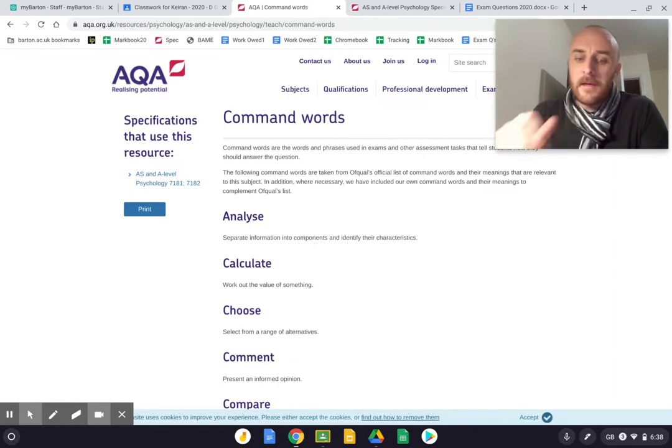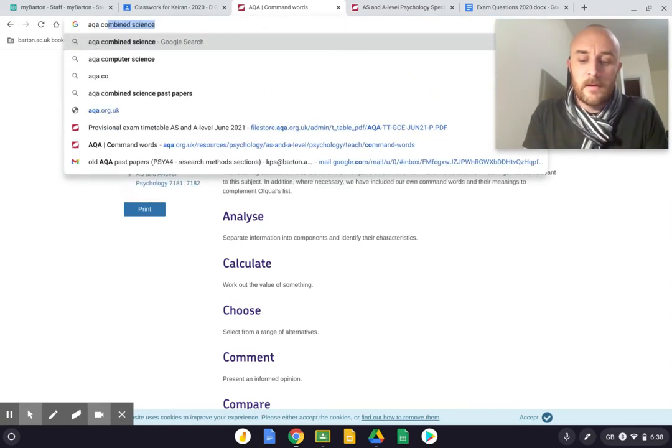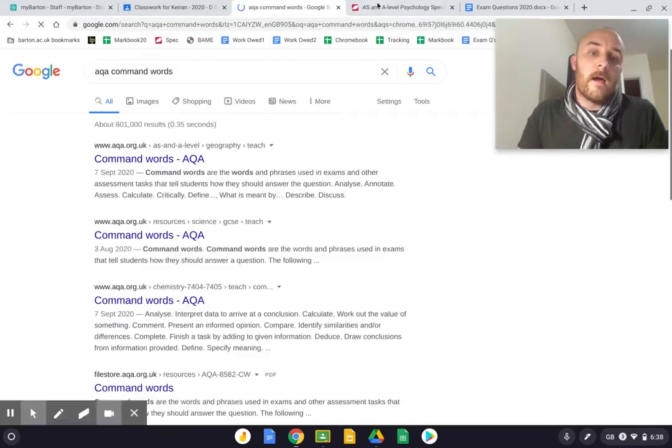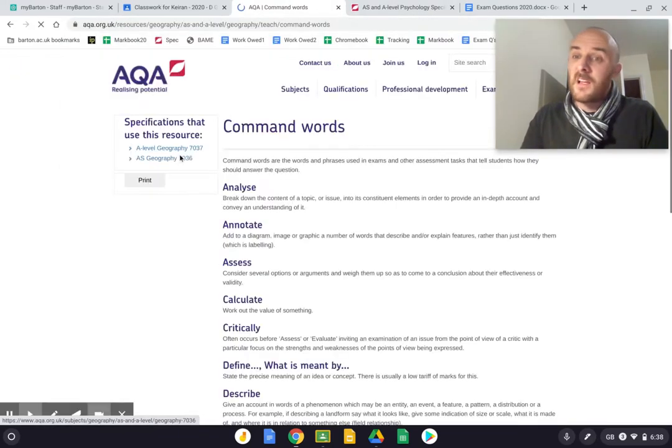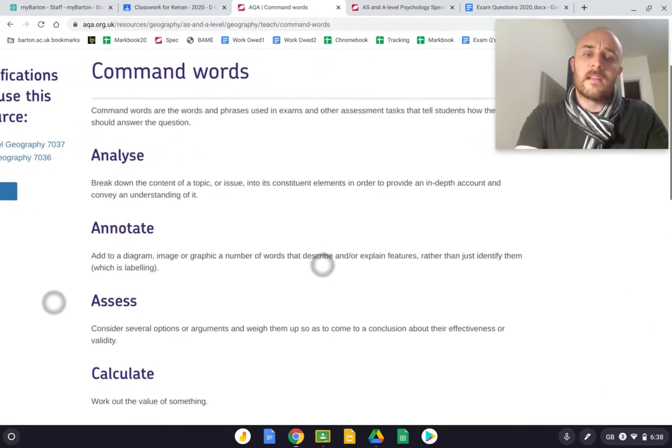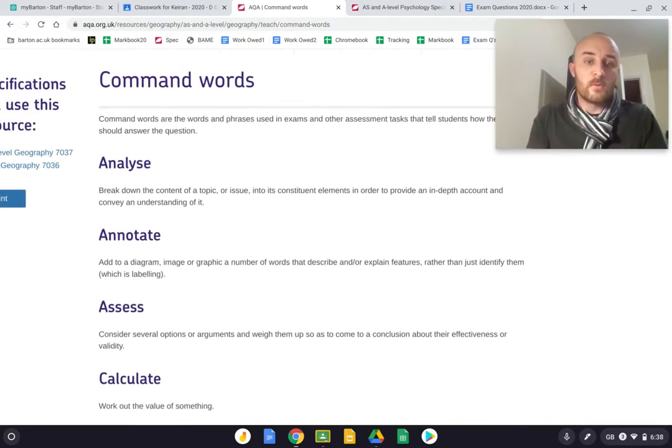And so what I've got up here is very easy. Again, if you wanted to find this, just type in AQA command words. Takes you to the first one. Click on that, takes you through to the screen. It's basically a list of words that they can get you to do. So some of these words you see very, very often: identify, describe, evaluate, discuss.